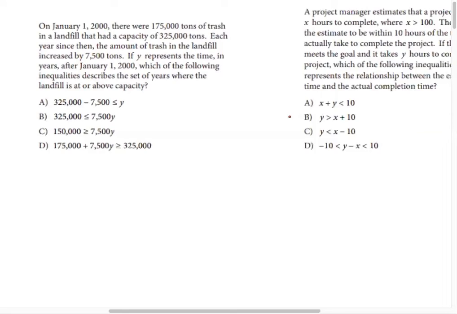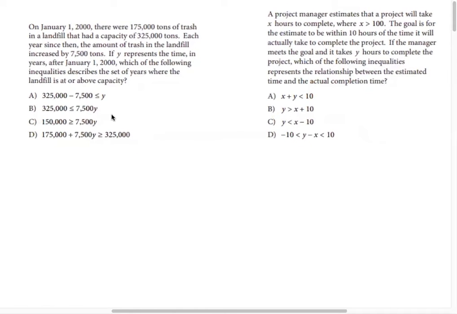Try these two. These are both harder questions. So both of them are section 4 questions, and they're pretty deep into section 4. So let me know what you get for them.